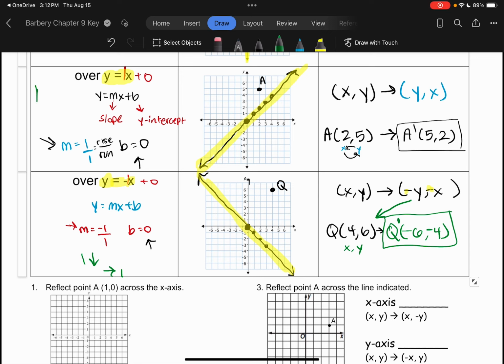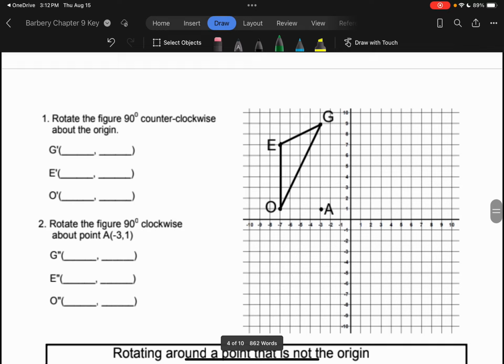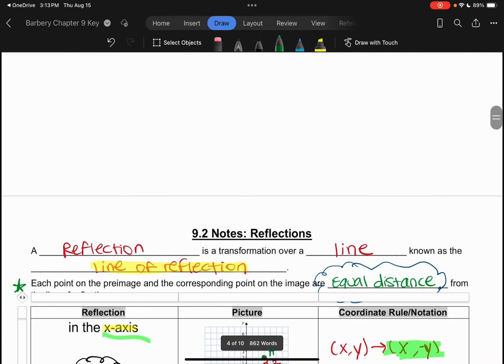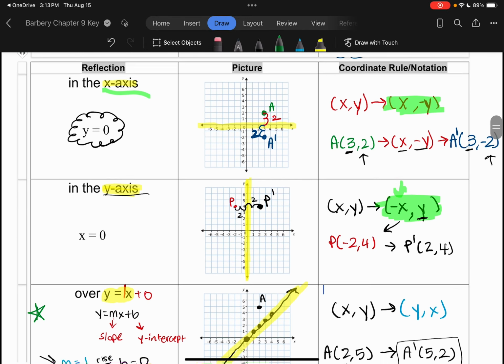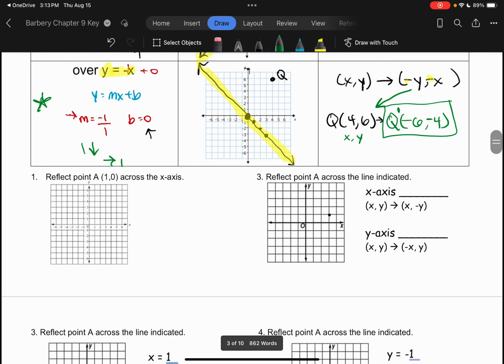Honestly, these right here are the hard ones to do. The easier ones are when we're reflecting over the x and the y axis. Let me scroll back down there. So the first two are easier. The last two are a little bit more challenging. But let's practice with some examples, and then we're done for today's notes.